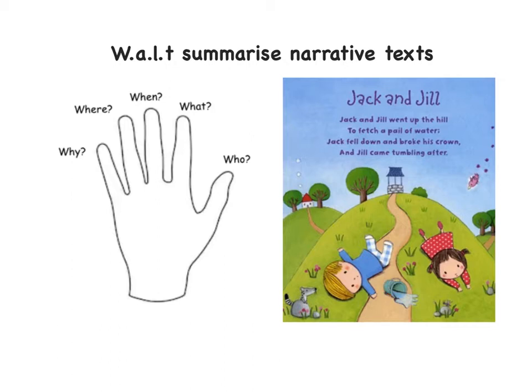Now let's use our 5-finger rule to summarise this text. Now let's start with the fun. Who? Jack and Jill. That answers our who question. Jack and Jill went up the hill. What? They went up the hill.